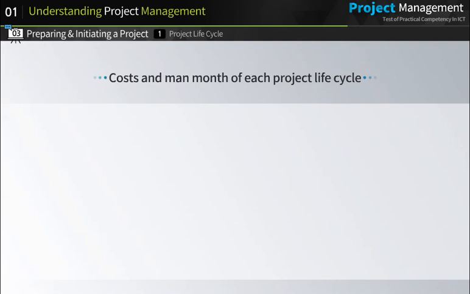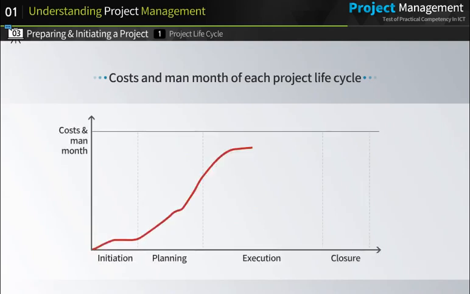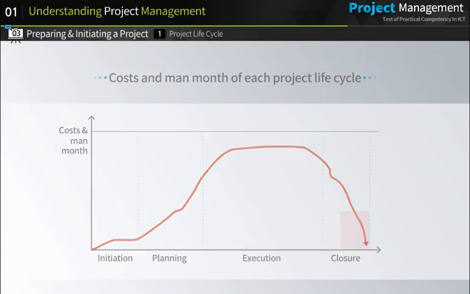Now, let's take a look at the costs and man-month of each project lifecycle. You can see that costs and man-month are mostly concentrated in the executing phase. Then, costs and man-month tend to plunge in the closing phase.